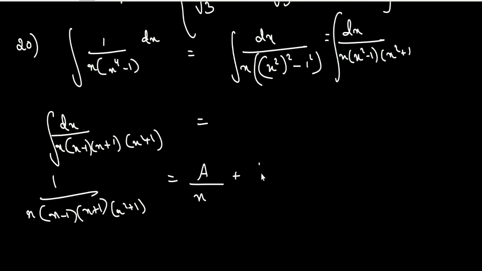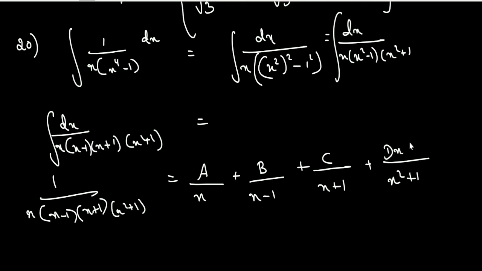The second factor is b by x minus 1. First factor is x, second is x minus 1, third is x plus 1. The fourth one is a linear factor over the quadratic x square plus 1, because we cannot factorize it. So dx plus e. Now if you use this method, you have to find 6 constants: a, b, c, d and e.